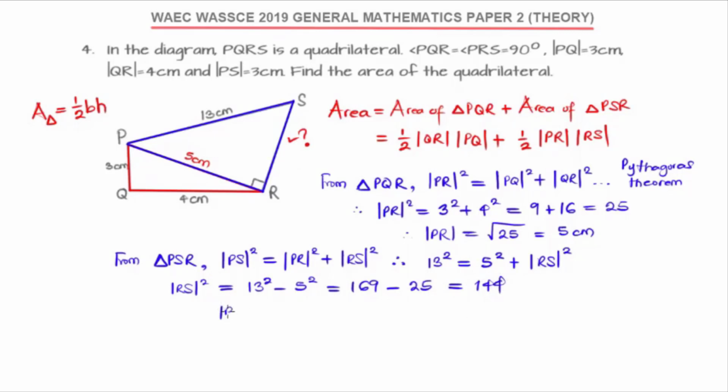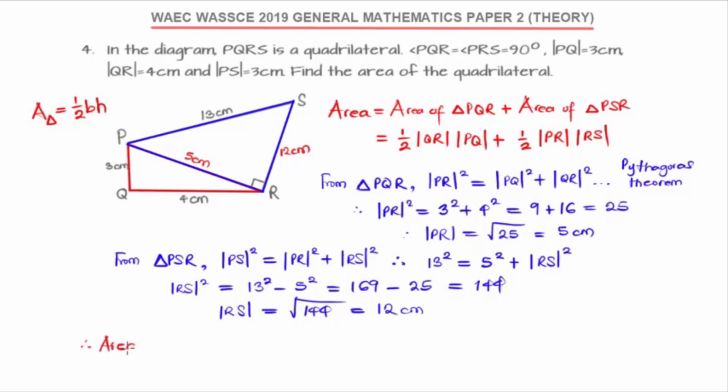If we subtract 25 from 169, we have 144, such that RS is the square root of 144, and that is 12 centimeters. Now, since we've gotten RS to be 12 centimeters, we can input it appropriately in our diagram: the line RS, which is the height of the triangle PSR, is 12 centimeters.